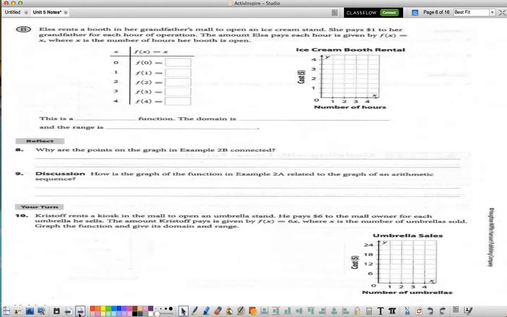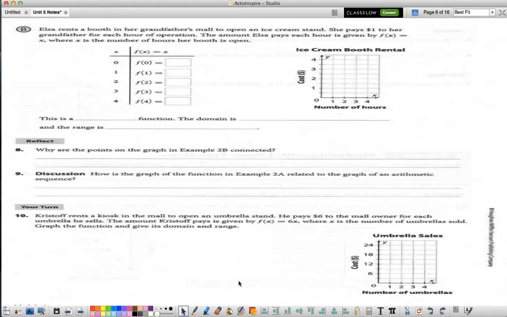So let's look at the next example. Elsa rents a booth in her grandfather's mall to open an ice cream stand. Interesting that they chose that for their example. So she pays $1 to her grandfather for each hour of operation. The amount Elsa pays each hour is given by f of x equals x, where x is the number of hours her booth is open.